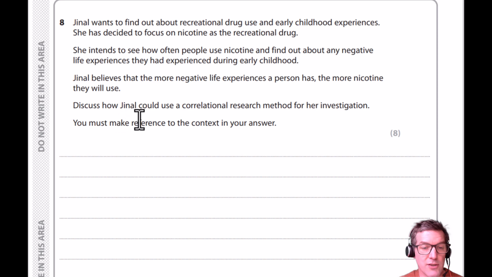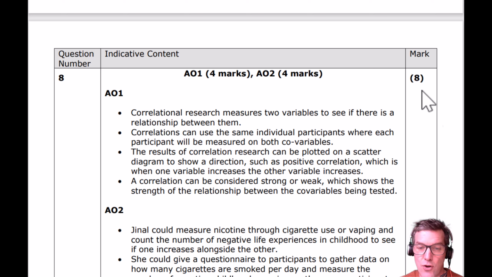Now, discuss questions are always 4 marks of AO1 and 4 marks of AO2. If we look at this mark scheme here, you can see what's not perhaps immediately obvious from the question, that half of those marks are for knowledge of correlational research that has nothing to do with Janelle or the scenario or recreational drugs. So it's things like correlational research measures 2 variables from each participant, plots them on a scatter graph, looks for strong and weak correlations.